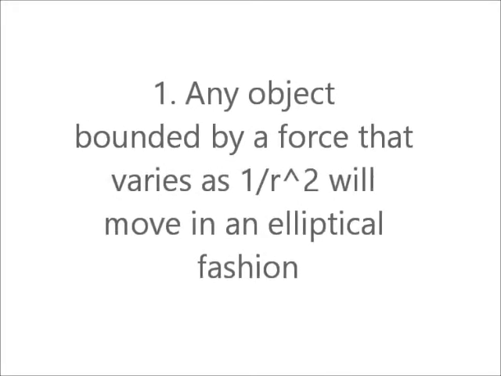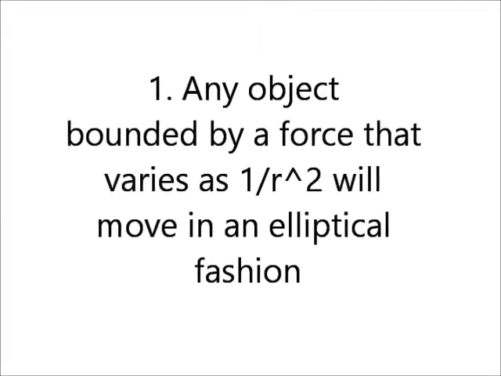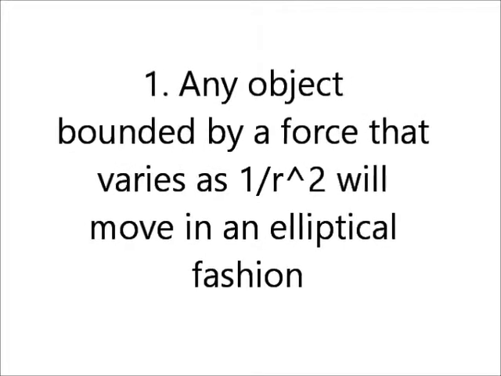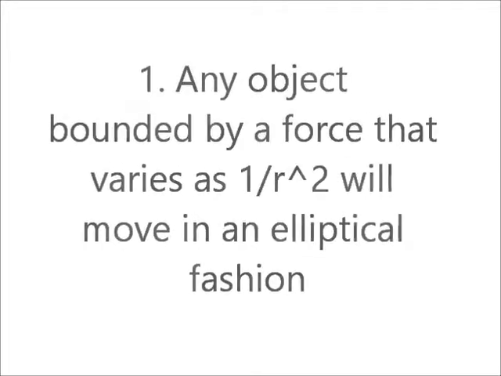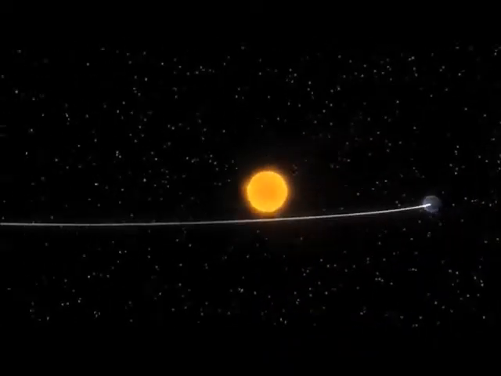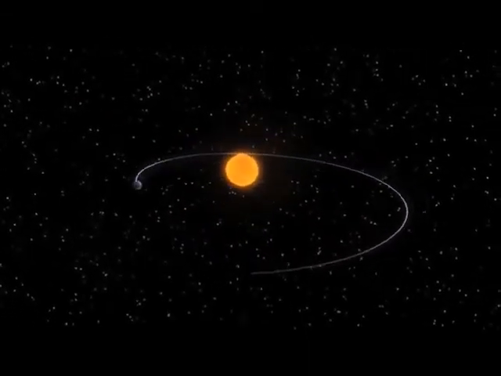The sixth and final section of Chapter 7 is all about Kepler's laws. His first law is any object bounded by a force that varies as 1 divided by r squared will move in an elliptical fashion. Here is a cool animation of this in motion.